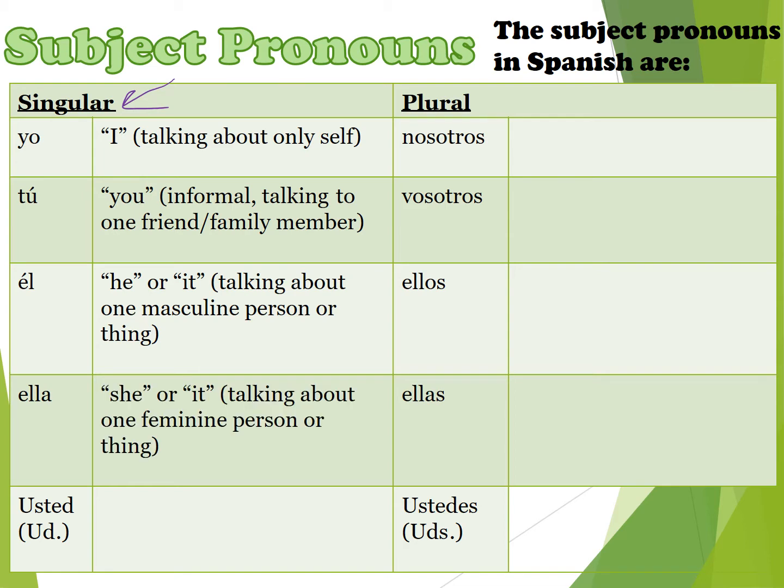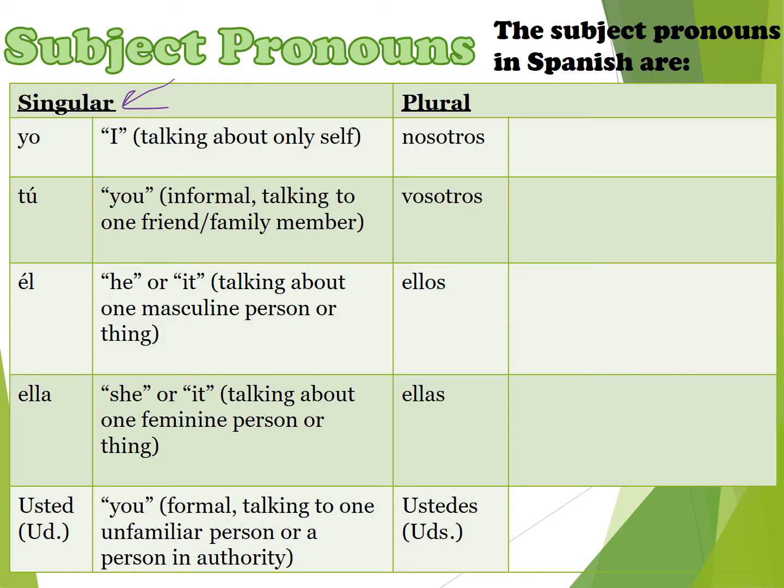Ella is used to mean she or it. So now it is the same thing as él, but now we're switching it over to the feminine. Ella can refer to a feminine person, one feminine person, meaning she, or an object, it.